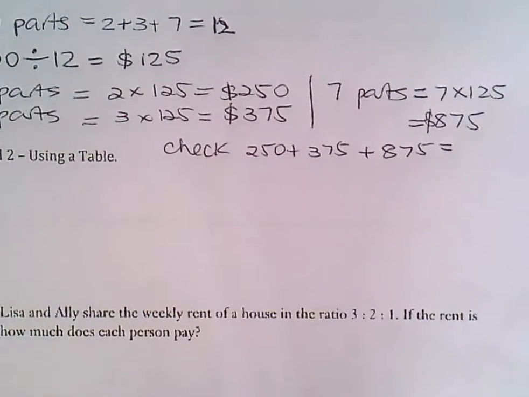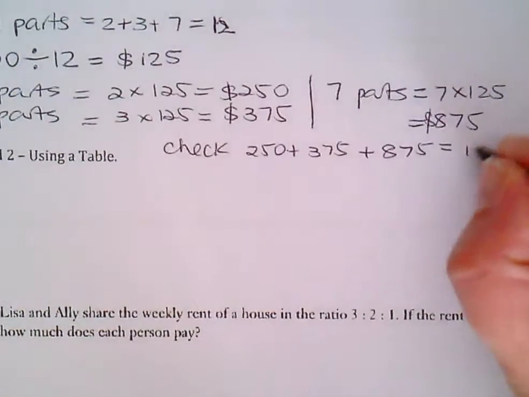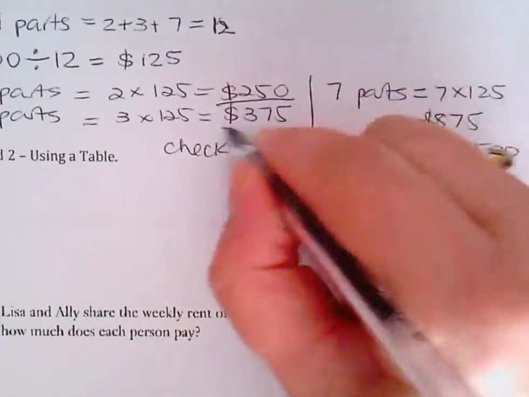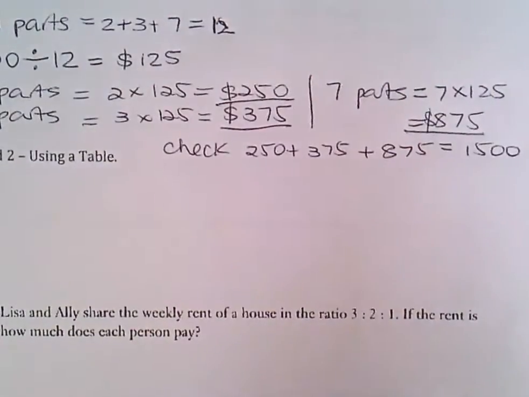Okay, and you can do a final check if you want, that the 250 plus the 375 plus the 875, that should all equal $1,500, and it does. So therefore that's correct. Okay, so there are your 3 parts: 250, 375, 875.